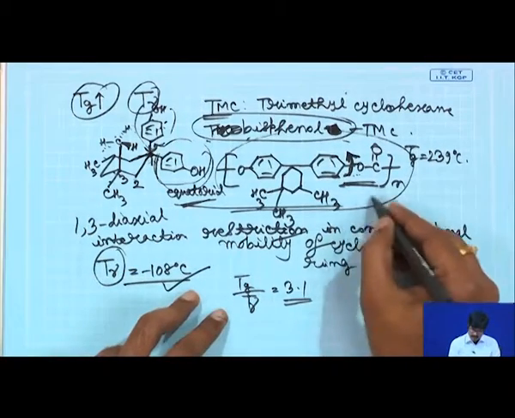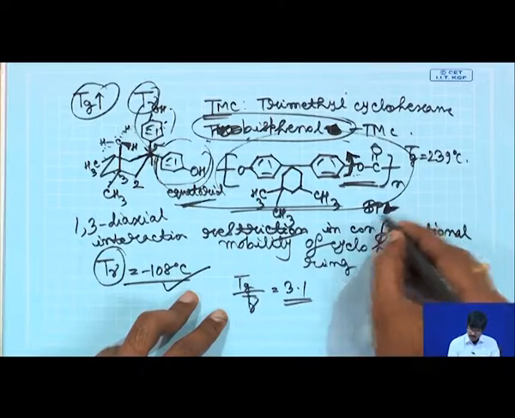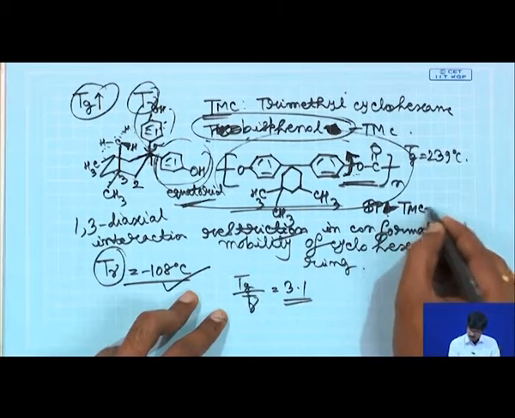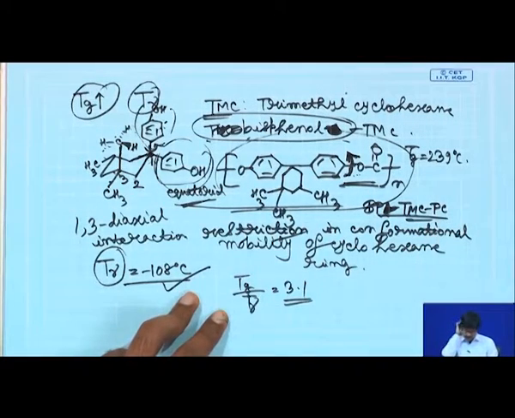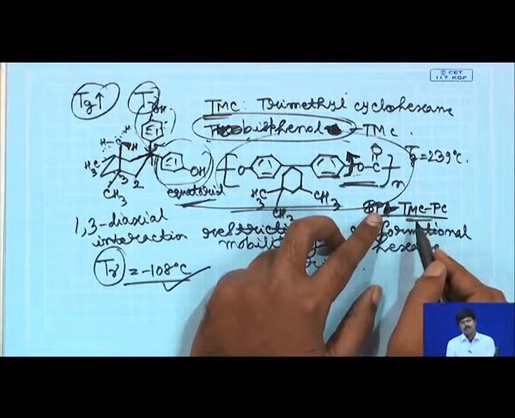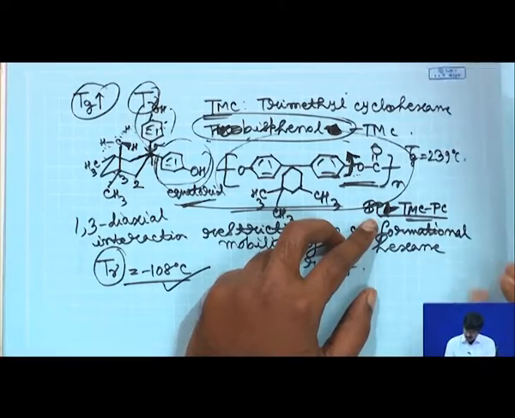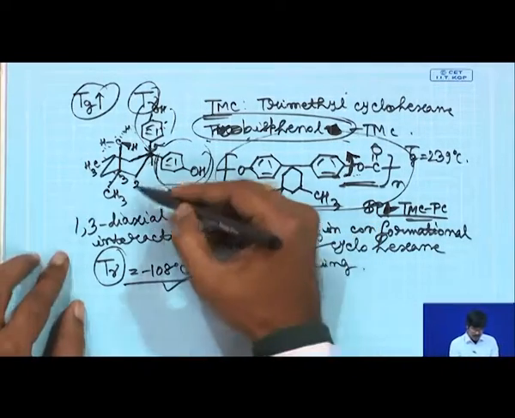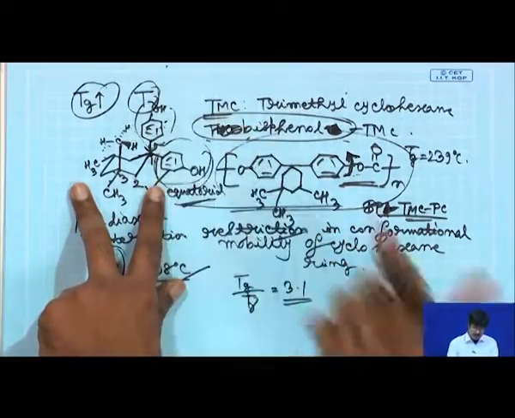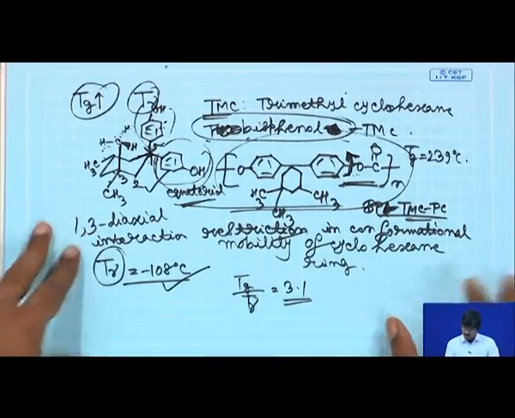So, basically this is not bisphenol A. This is bisphenol TMC polycarbonate. This bisphenol TMC polycarbonate can be produced in the same way as you produce your bisphenol A polycarbonate. The same interfacial polymerization process you could use. You can react the sodium salt of this monomer with phosgene and you can get your bisphenol trimethyl cyclohexane polycarbonate.